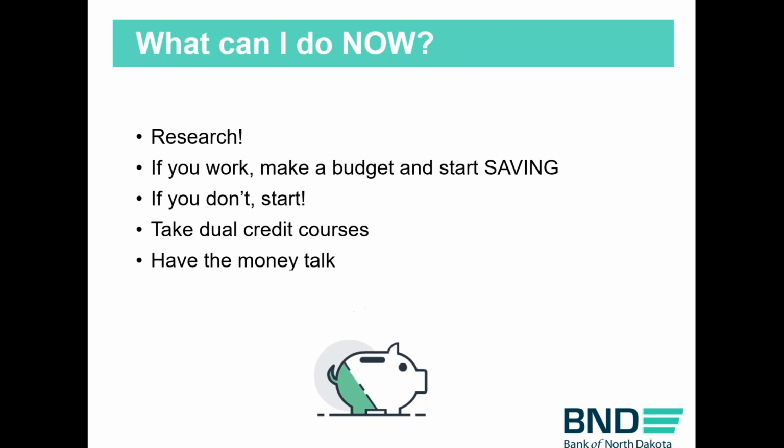$10 a paycheck, because at the end of the year, that's going to be $60 that you didn't have. It's going to be a lot more than $60, but that's going to be saved money that you didn't have otherwise. And if you don't do any of those things, start. Find a job, make a budget. Maybe if you don't want to work, maybe your parents give you an allowance, budget your allowance, and maybe even start saving some of that. You can take dual credit courses in college or in high school to get ahead.